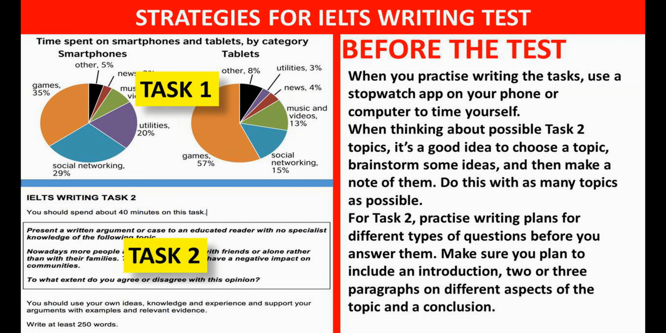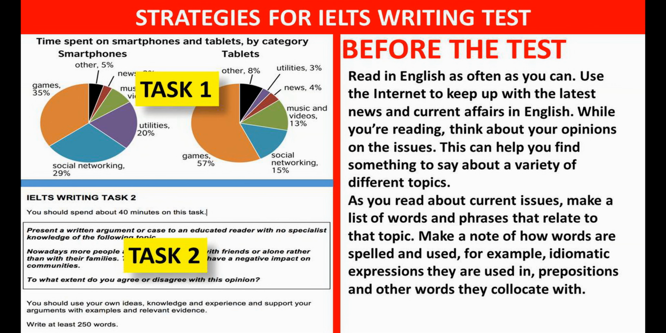When thinking about possible task 2 topics, it's a good idea to choose a topic, brainstorm some ideas, and then make a note of them. Do this with as many topics as possible. For task 2, practice writing plans for different types of questions before you answer them. Make sure you plan to include an introduction, 2 or 3 paragraphs on different aspects of the topic, and a conclusion. Read in English as often as you can.